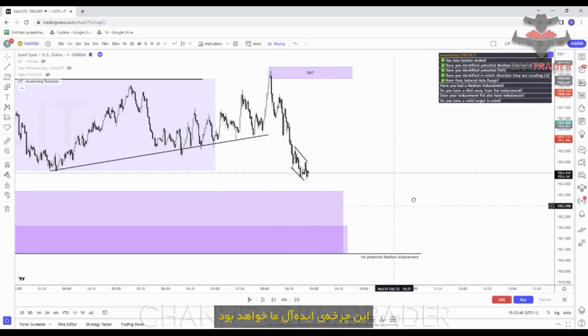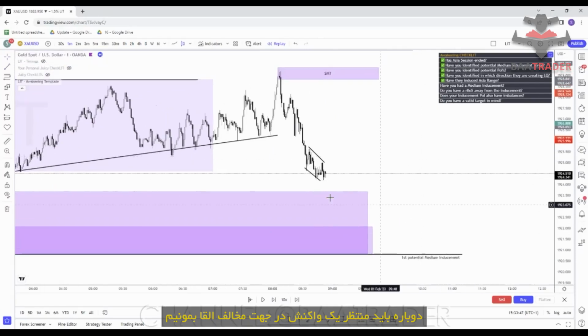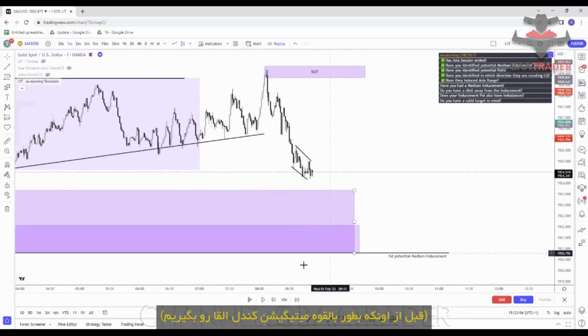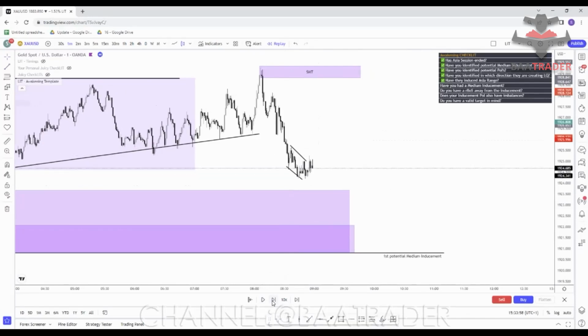That will be our ideal cycle. Again, we want to wait for a reaction away from the inducement, and a pretty clear one as well, before we, of course, potentially take the mitigation of the inducement candle.